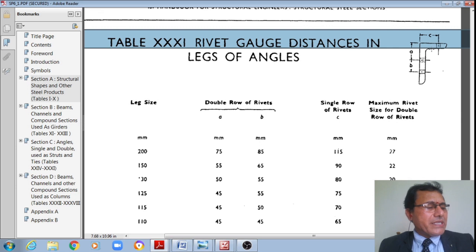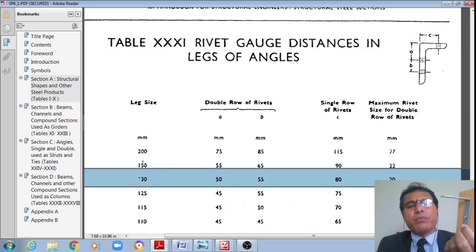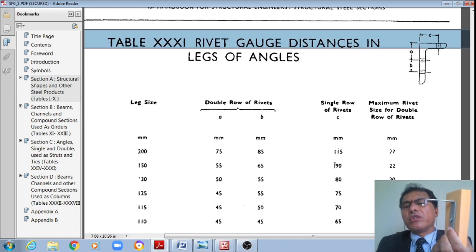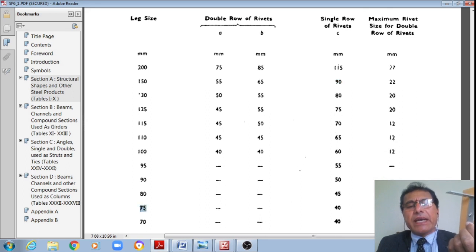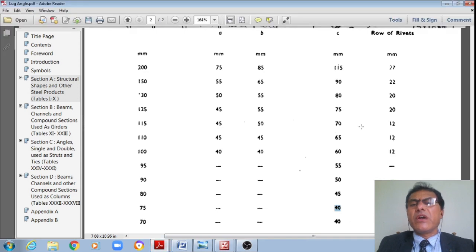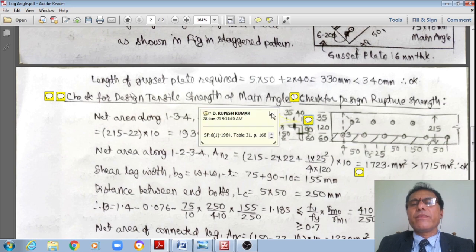The connected leg is 150. Therefore for 150, if I want to provide just in one row, then you can see the C value is equal to 90. Similarly, if the connected leg is equal to 75, then it should be 40. If I note down these numeric values, student, then just recall that, as per this code, this value is equal to 90 mm. That is what is given.